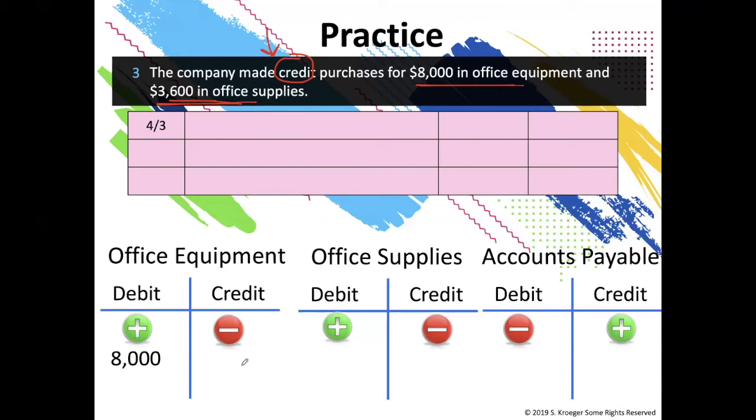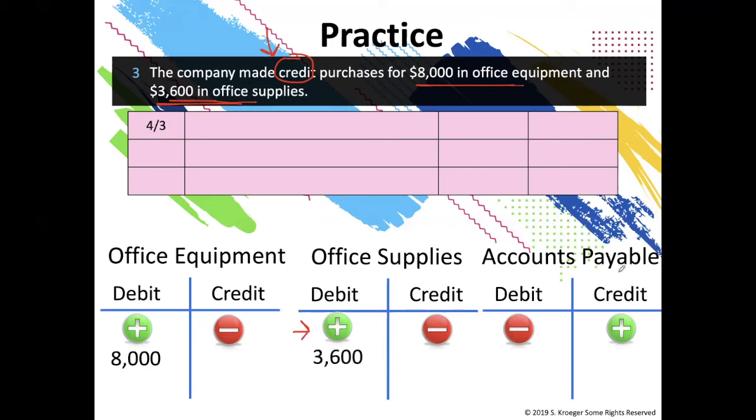Office supplies. Are we getting office supplies or are we getting rid of office supplies? We are getting it. Therefore, it would also be positive. We're going to use the positive side, the debit side, because this account is increasing.